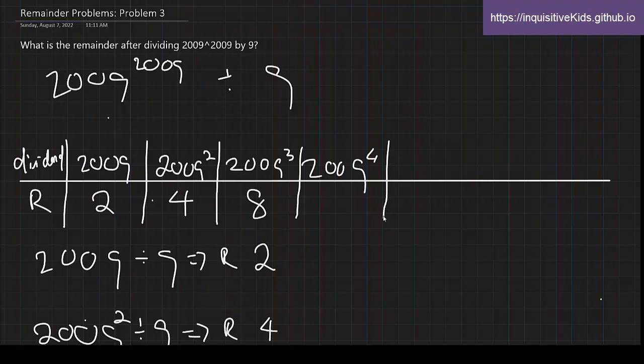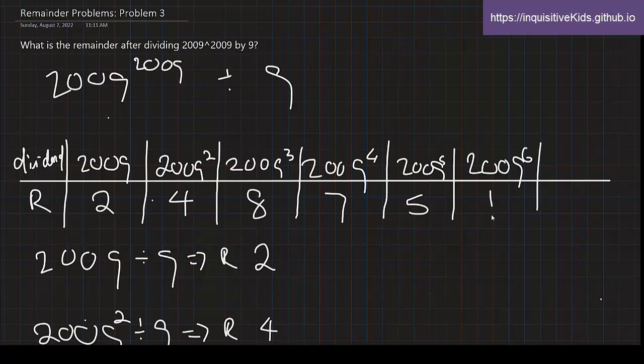2009 raised to the fourth power, and you do 2 times 8, which is 16, except you can't write 16 there because 16 is already greater than the divisor, which is 9. So in 16, we can fit one 9. If we take that 9 out, we have 7. So this would be 7. 2009 raised to the fifth power, we get, same pattern, 5. And 2009 raised to the sixth power, we get 1.